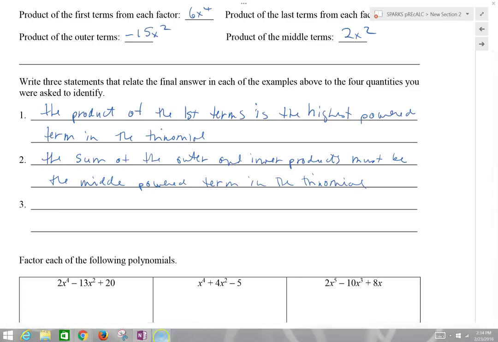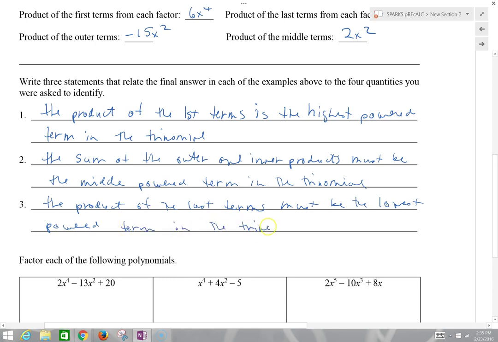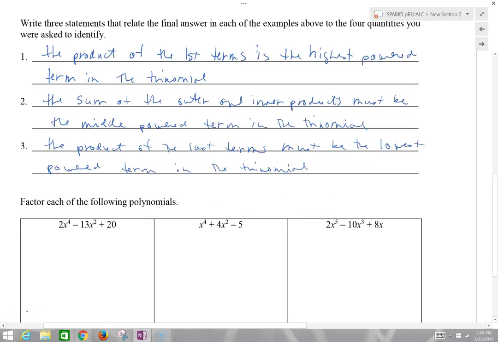And lastly, the product of the last terms must be the lowest power term in the trinomial. So what does all of that mean that we just wrote?